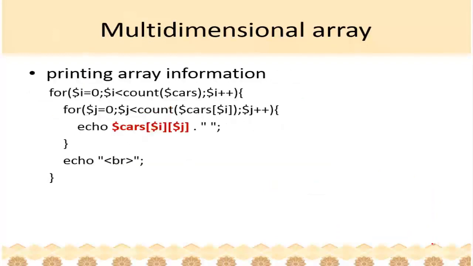So how do I retrieve the values? You are already familiar: you have to supply two indices. The first one is the row, and the second one will be the column. So row and column you can supply.